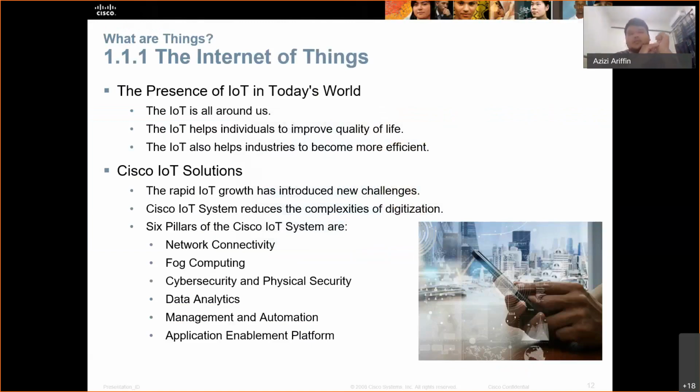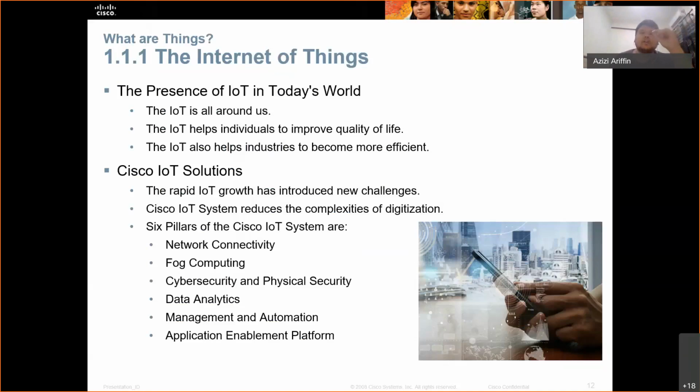So according to Cisco, IoT have 6 pillars. Network connectivity, so dia punya network. Contoh kita nak communicate dengan cloud kan, so diperlukan network connectivity. Kita boleh connected guna Wi-Fi ataupun cellular network, 4G, 5G, and dia support juga fog computing, cyber security and physical security, data analytics, management and automation, and application enablement platform.